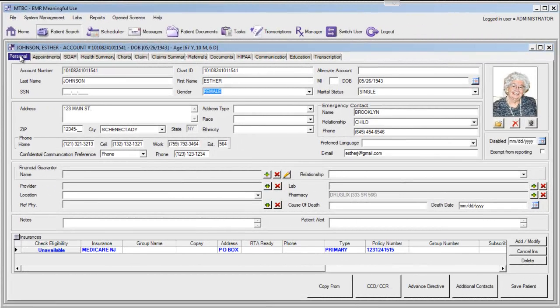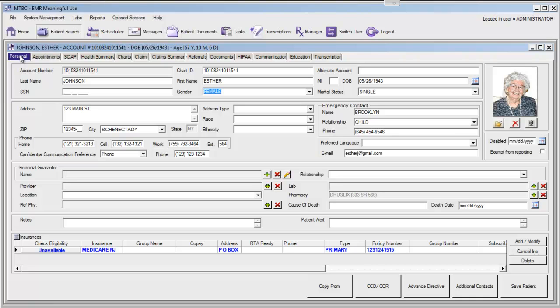The MTBC EMR is directly integrated with MTBC's PHR service, or the Personal Health Record Service. As an MTBC client, we will build, design, and host a website for you and for your patients. And on that website, patients can access information about your practice, your working hours, your accepted insurances, and directions to your office, as well as access a secure patient portal that provides them access to their clinical information that is stored in the EMR. Let's take a look at this patient's account, Esther Johnson.